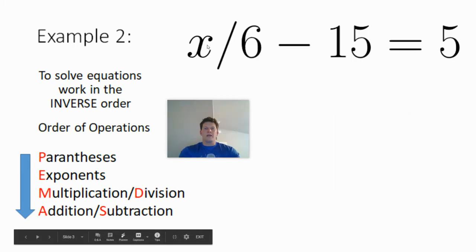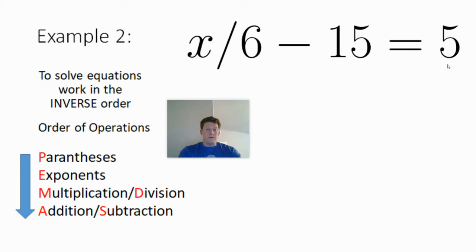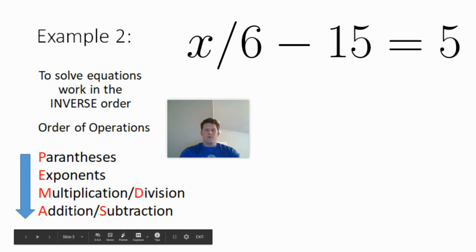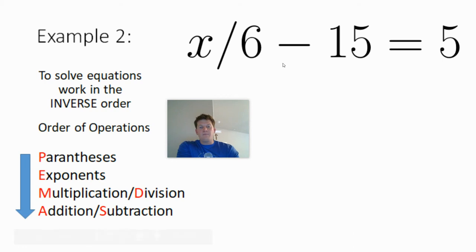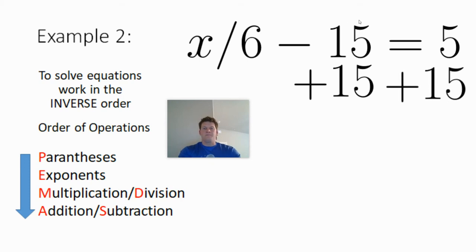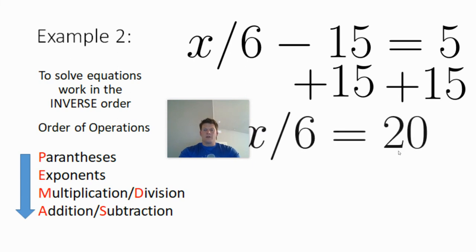This time we're looking at x divided by 6 minus 15 is equal to 5. Again, thinking opposite of the order of operations. So I'm looking for addition or subtraction. Well, I don't see any addition, but I do see subtraction. So let's get rid of that minus 15 by doing the opposite. Plus 15 on one side, plus 15 to the other side. Those 15s on the left cancel, they're gone. 5 plus 15 gets me 20.